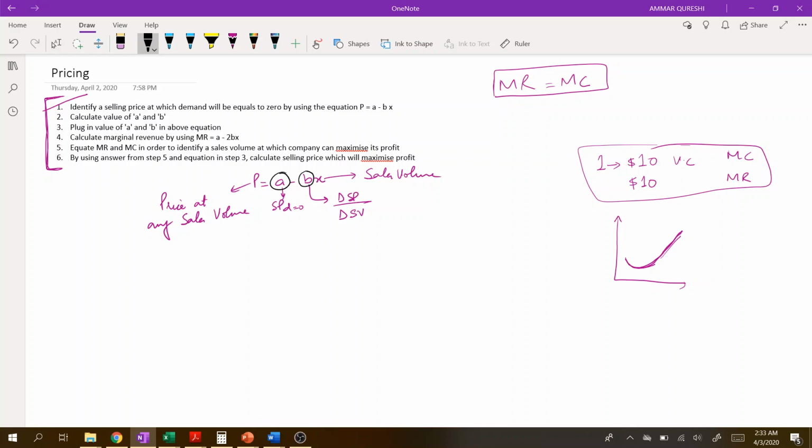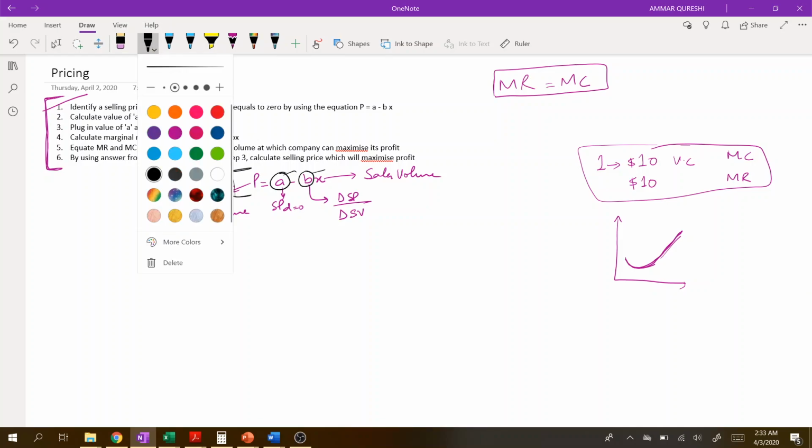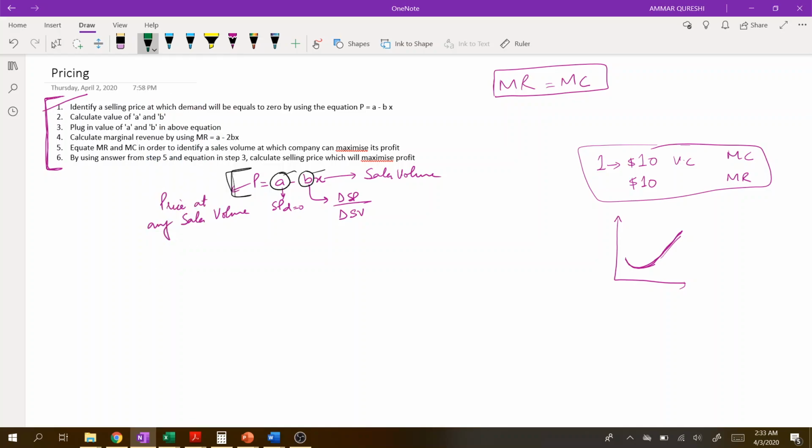Then we will plug in the values of A and B in this equation and rewrite it. That rewritten form of the equation will represent the price function for our scenario, right? Then we have to convert this price function into the marginal revenue function, right? How we will do that, we will discuss in our question. And then we will calculate marginal cost, and then we will equate them, right?